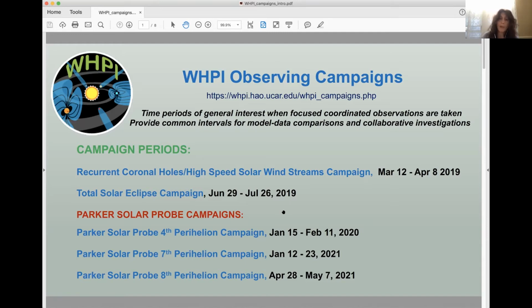And we have seen in some of the talks yesterday that there was clear periodicity associated with this coronal hole in the solar wind. The high-speed streams were also sources of minor geomagnetic storms on Earth and enhancement in the radiation belt. The second campaign was centered around the total solar eclipse. This was an obvious time to choose.